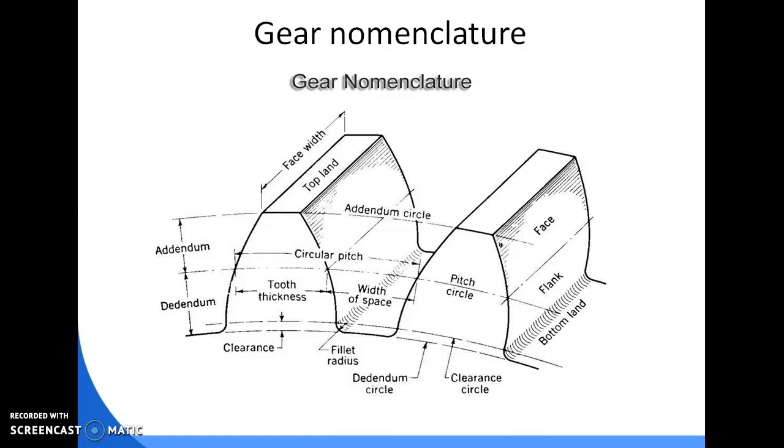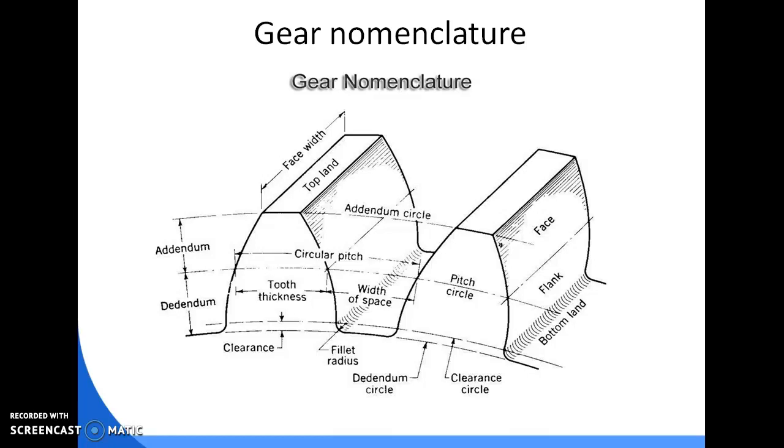Then face. It is the active or working surface of the addendum. Here we can see the face part. Then flank. The working face of the dedendum is called the flank. Top land. It is the surface of the top of the tooth. Here we can see the top portion is the top land.